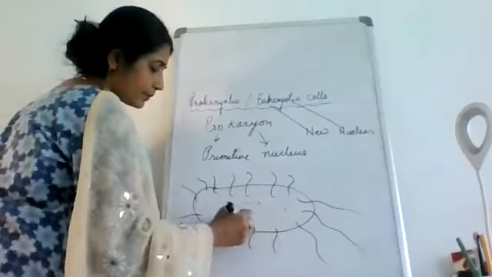What is unicellular? An organism that is made up of a single cell. They are made up of a single cell, and the same cell performs all the functions for that organism.